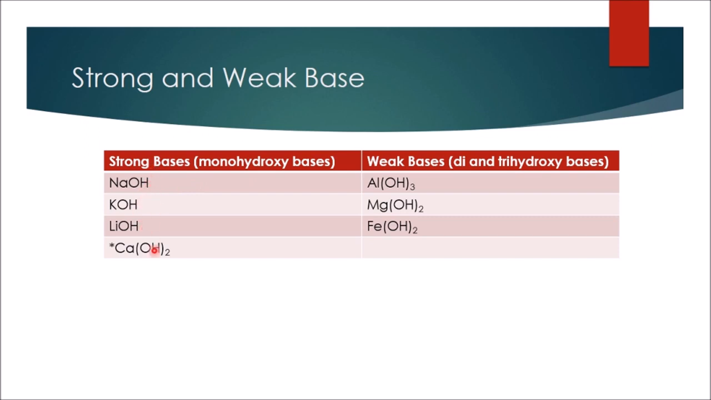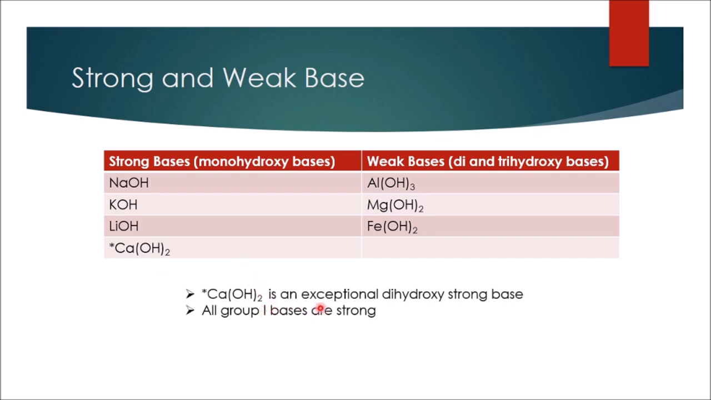Bases which have one OH ion are strong bases, except Ca(OH)2 which has two hydroxy ions. Ca(OH)2 is an exception. It is an exceptional case, which is dihydroxy. That means it has two OH ions, but it is considered strong. So the first thing you have to remember is that a base with one OH ion is a strong base, except Ca(OH)2, which is an exception that you have to remember; it is a strong base.